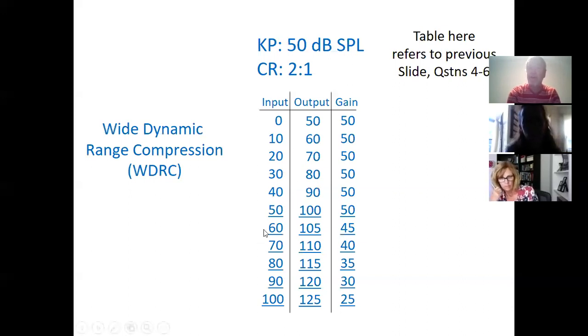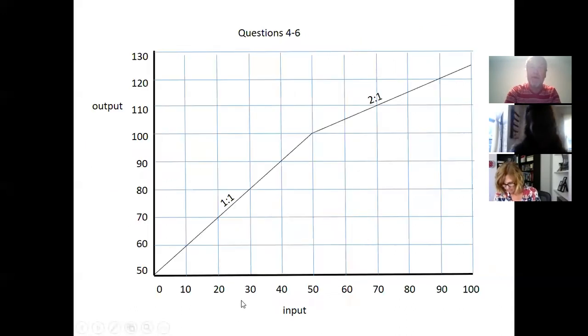60 in was 105 out, the difference is 45. 70 in, 110 out, the difference is 40. 80 in, 115, the difference is 35. 90 in, 120, the difference is 30. 100 in, 125 out, the difference is 25. Let's look at 100. The bottom one right here, go up here. 100 in was 125 out. 125 minus 100 is 25.